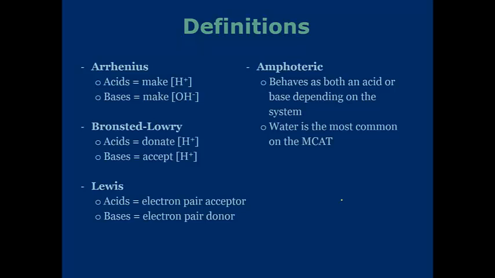An amphoteric species is something that behaves as both an acid or a base depending on the system. For the MCAT, oftentimes water is going to be the most common example of an amphoteric species. Why is this? It's because water can act as both depending on what the other compounds in the system are.